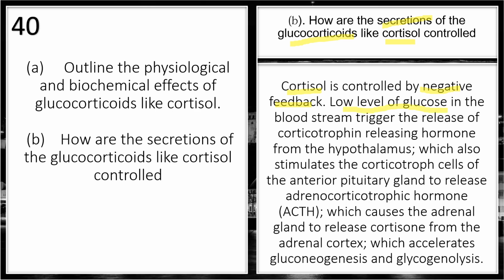Low levels of glucose in the bloodstream trigger the release of corticotropin releasing hormone from the hypothalamus, which also stimulates the corticotroph cells of the anterior pituitary gland to release adrenocorticotrophic hormone, which causes the adrenal gland to release cortisol from the adrenal cortex, which accelerates gluconeogenesis and glycogenolysis.